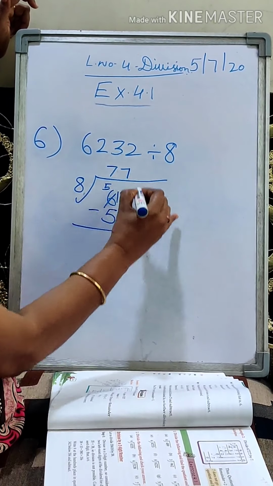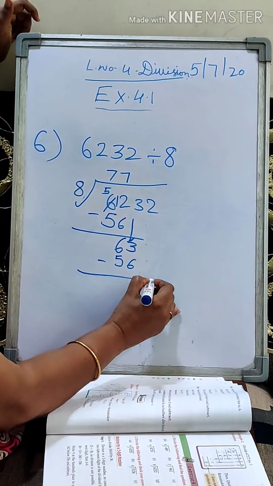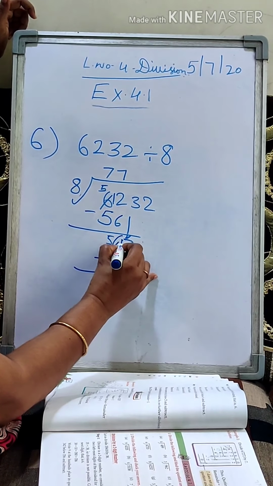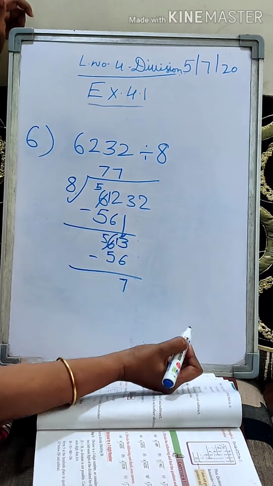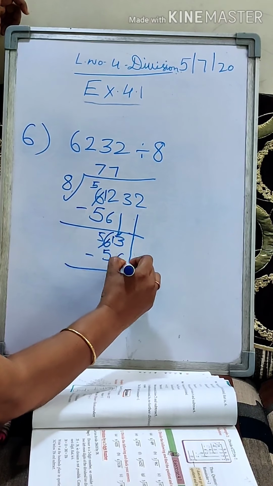8 sevens are 56. Subtract it. 13 minus 6, 7. Again bring the next digit down, that is 2.